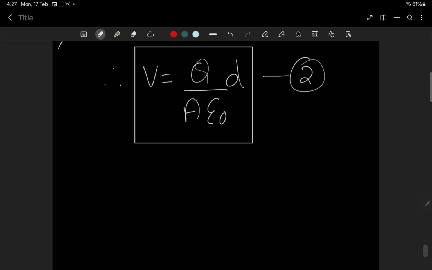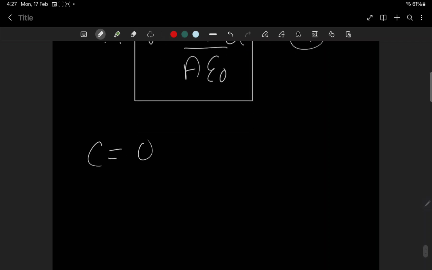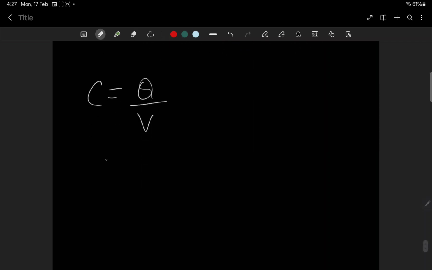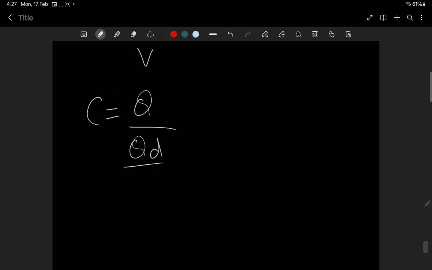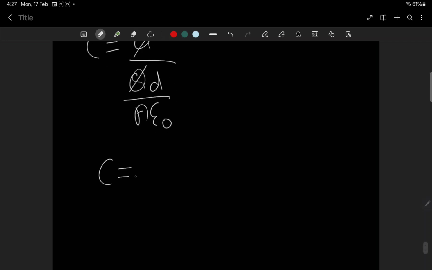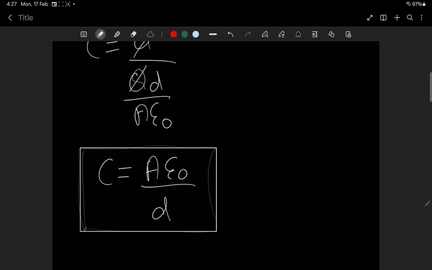Now you know that C is equal to Q by V, capacitance. So C is equal to Q divided by Q D by A epsilon 0. Q cancels. Therefore the capacitance for a parallel plate capacitor is A epsilon 0 by D. Very, very, very important to know.